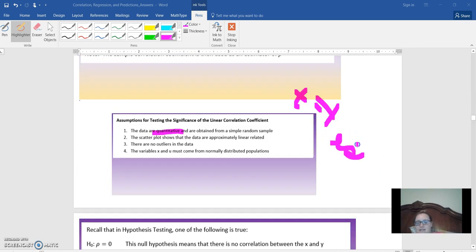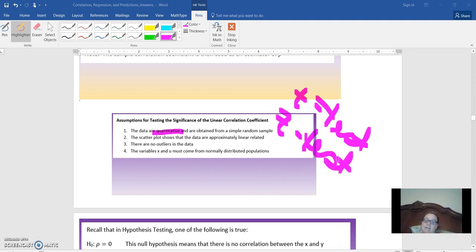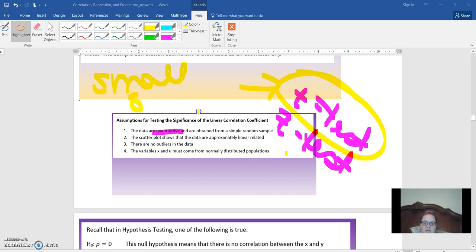We use the t-test for quantitative data and the z-test for proportions. The proportion was not quantitative data, it was qualitative data. Remember, quantitative data means numbers, qualitative data means categories. We're really going to focus on the t-test because we're not going to have huge samples. We're going to have small samples, and the t-test is for small samples. All right, so it's approximately linear, it's quantitative, it's normally distributed, and there are no outliers.